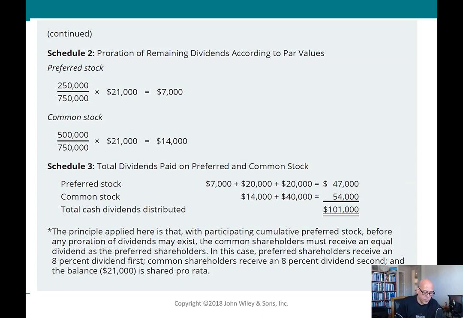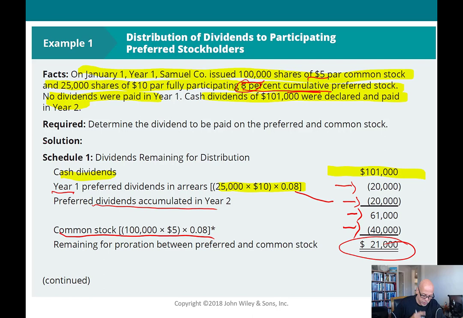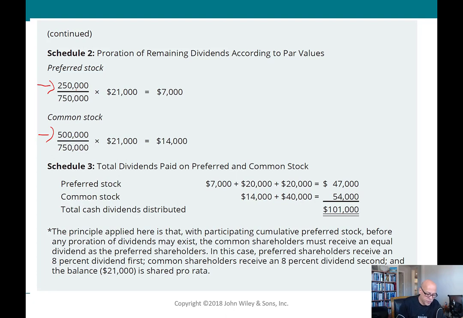So how are we going to distribute that 21,000 in this fully participating cumulative situation for the preferred stock? And so notice that we had par value of 250,000 for our preferred stock. Okay, we have par value of 500,000 for our common stock. And just looking back to see where those numbers came from, we have 100,000 times $5, and $10 par times 25,000 shares, right? 100,000 shares times $5, 25,000 shares times $10, respectively, 500,000 for the common, 250,000 for the preferred.